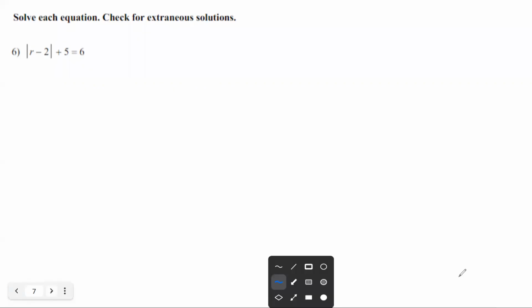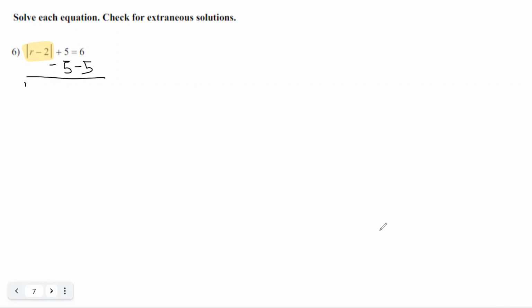All right. Next problem. Absolute value of r minus 2, plus 5, is equal to 6, okay? So this is in the standard way that you would write an equation. The past two, we had values and numbers on the left side, and that's a little weird. But here we can clearly see that we have an absolute value plus 5 is equal to 6. So step 1 says that we need to isolate our absolute value. So we're just going to subtract 5 on both sides. We have the absolute value of r minus 2 equals 1.